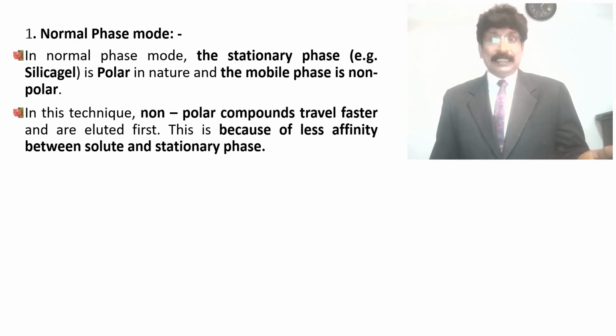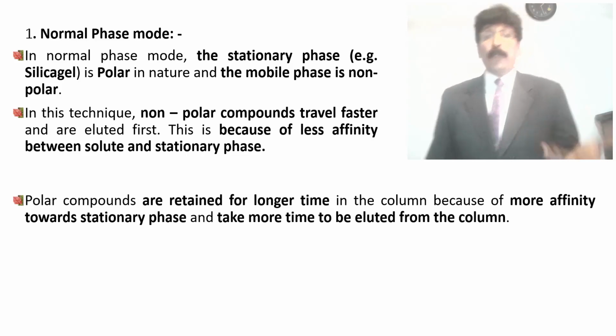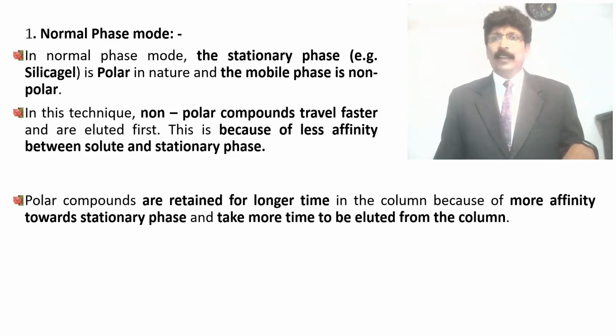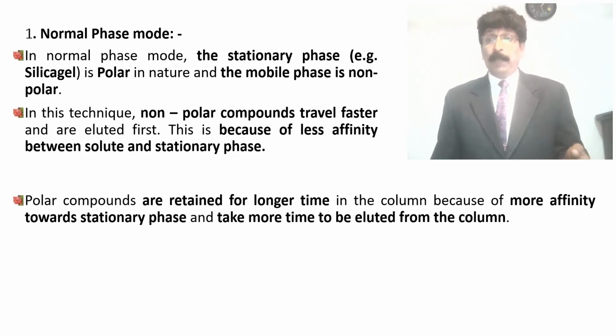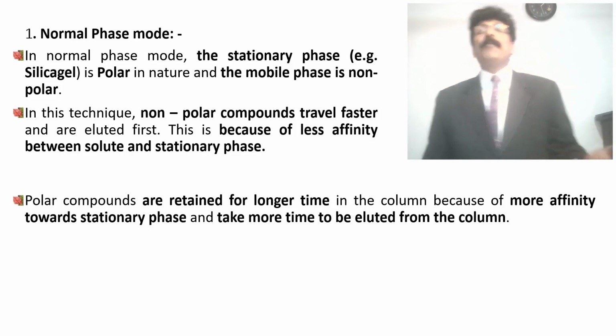Polar is the stationary phase. This is because of the less affinity between the solute and the stationary phase. Anyone can write this. The polar components are therefore retained for a longer time because they have more affinity towards the stationary phase in the column, and it takes more time to be eluted from the column.